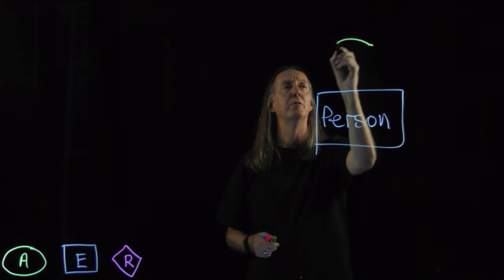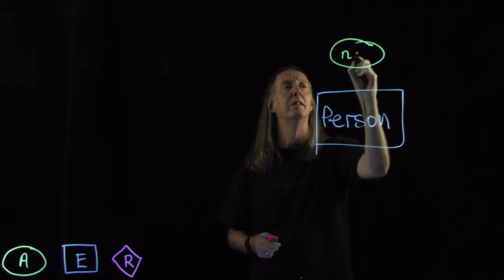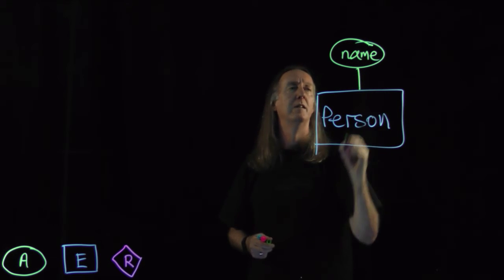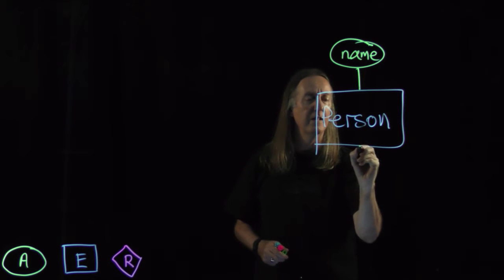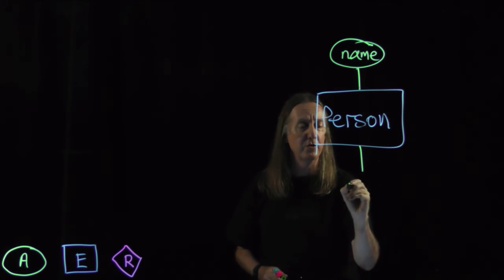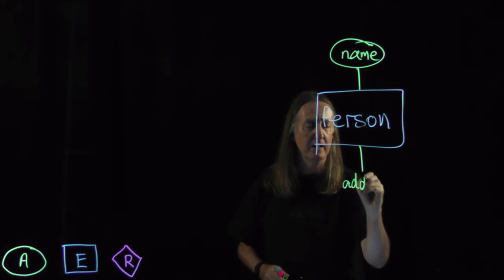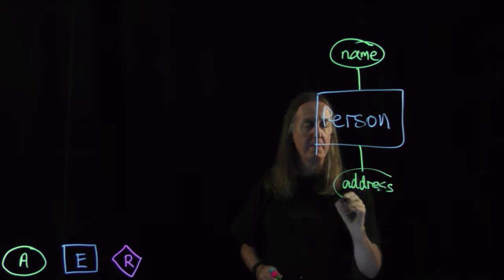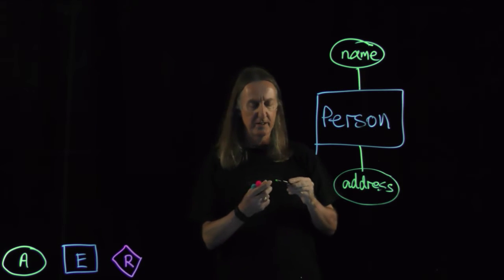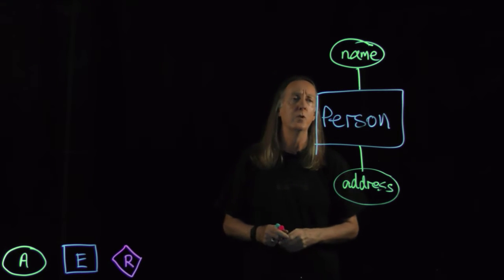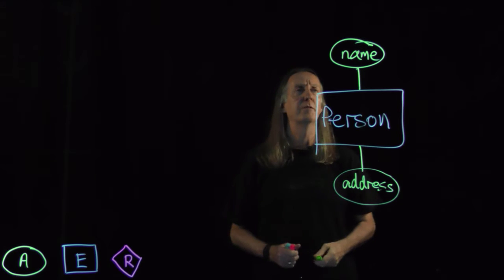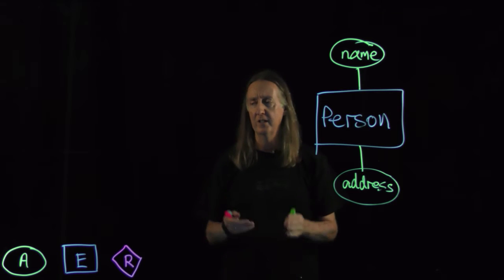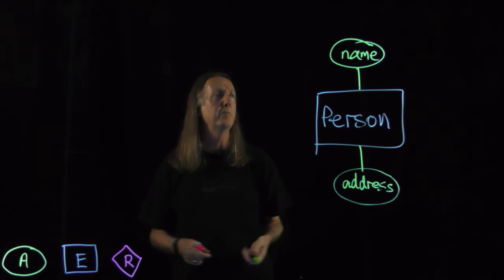First kind of attribute we might be interested in is their name. Second kind of attribute we might be interested in is their address. So let's start with these two first of all. Now if you think back to the requirements, it said we're interested in their name. Possibly we're just interested in their name as a string, John Shepherd.